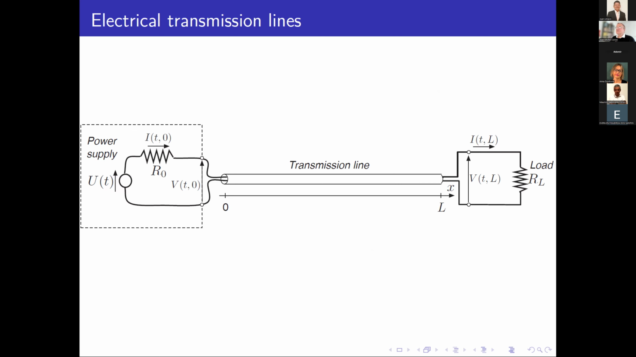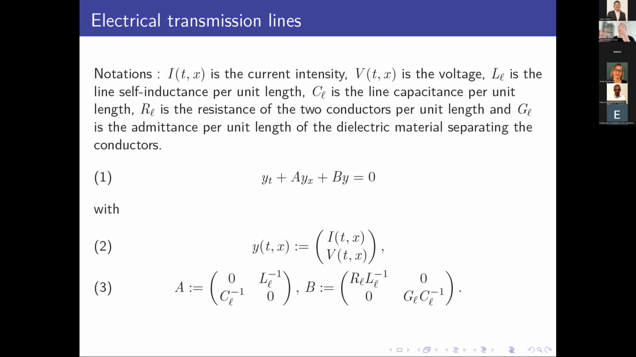And in this case, you have two components, that is y is in R2. The first component is the current, and the second component is the voltage. And this is a linear system in this case, y_t plus A y_x plus B y is equal to 0, where A and B are given by 3.